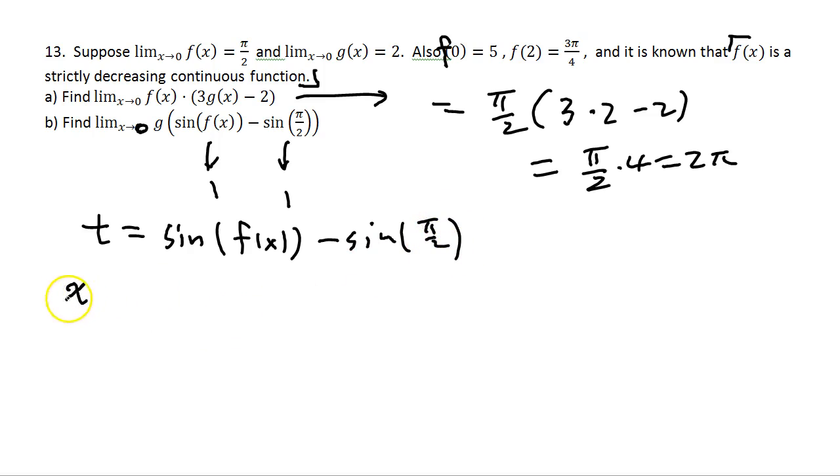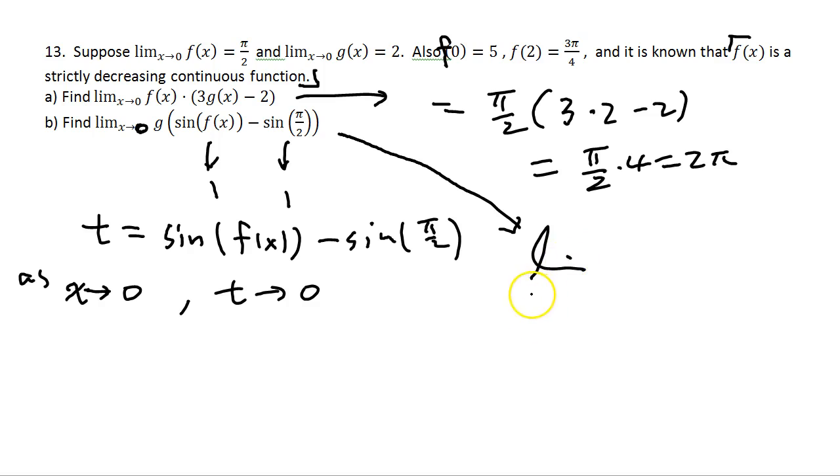Then as x is sent to 0, because this converges to pi over 2, this entire thing becomes closer and closer to sine of pi over 2. And if you subtract the 2, you're going to get t also goes to 0. And therefore, we can rewrite this as limit of t going to 0 of g of t, because this entire thing is t, and we know that t goes to 0 as x goes to 0. And therefore, this is equal to g of t. When t is going to 0, it's equal to 2.